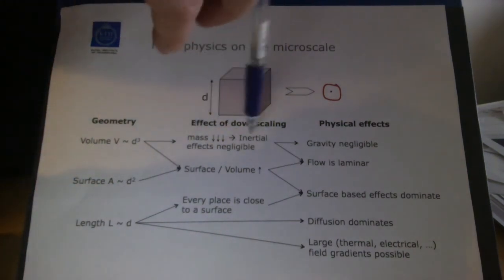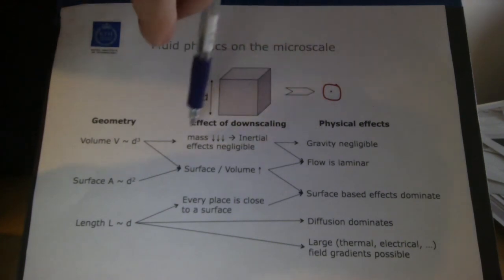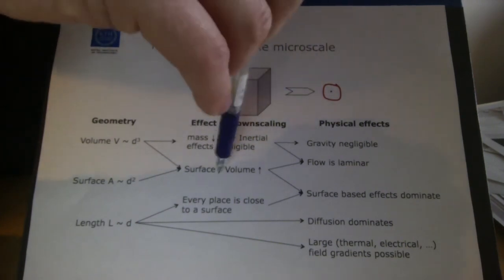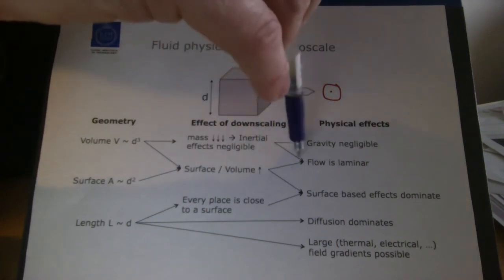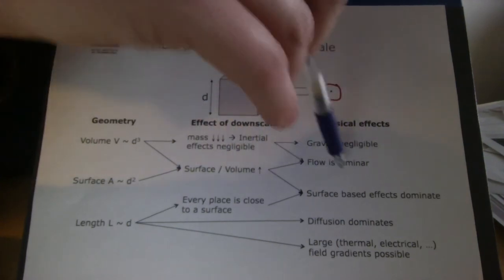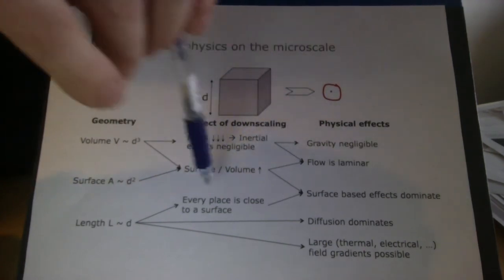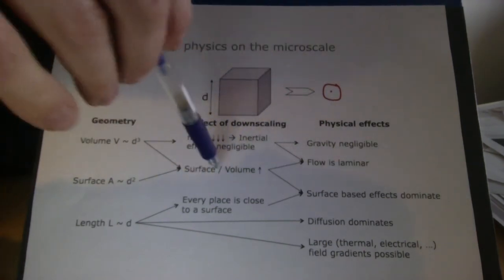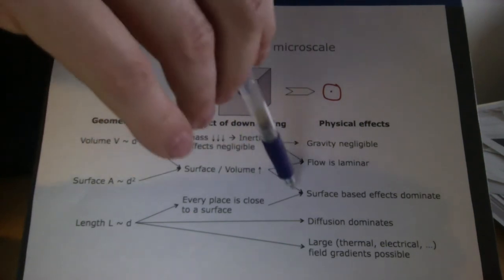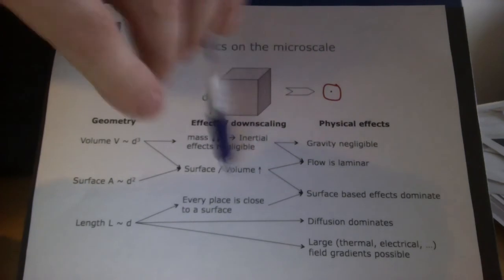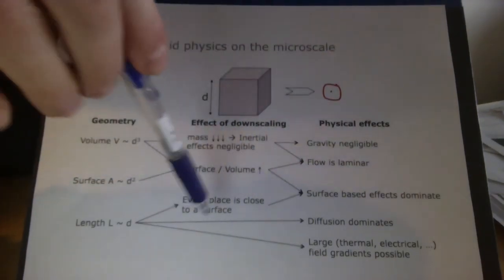So mass goes down, inertia goes down, so gravity becomes negligible. Inertial effects go down, and surface effects go also down, but less fast. That means that the flow will be laminar, and that's what we're going to talk about in the next couple of slides, so keep that in mind. Another effect is that surface per volume going up, the surface-based effect dominates, especially compared to volume-based effects.